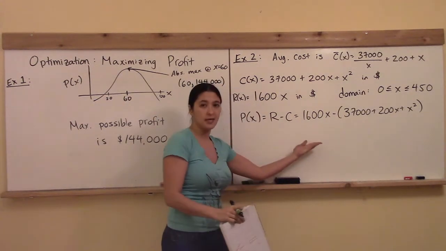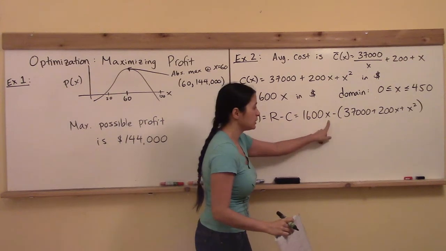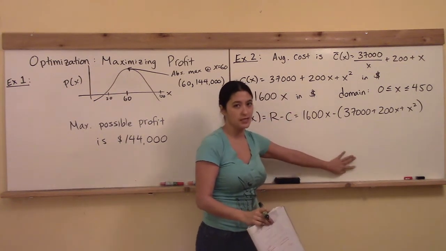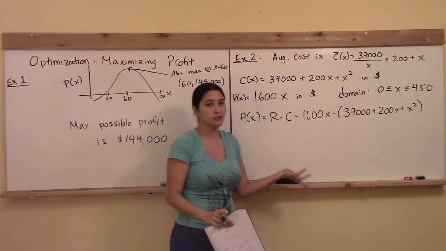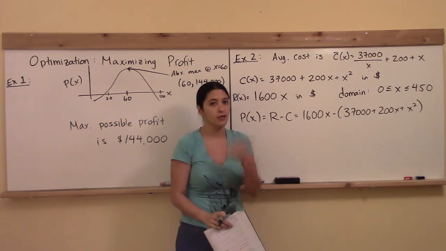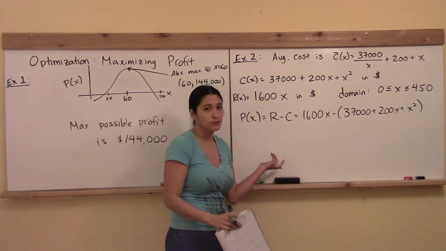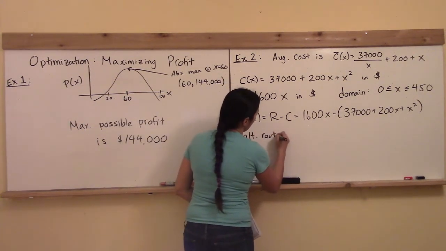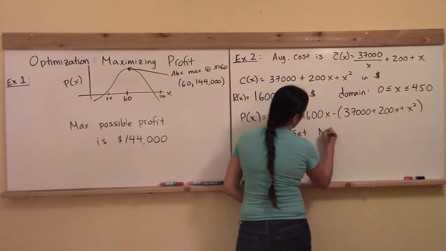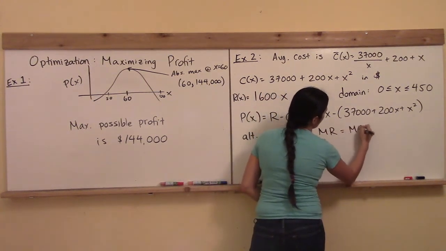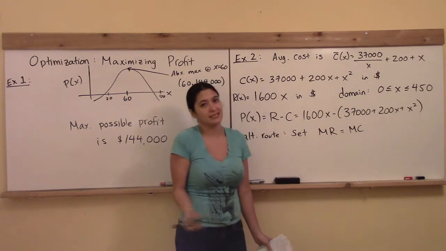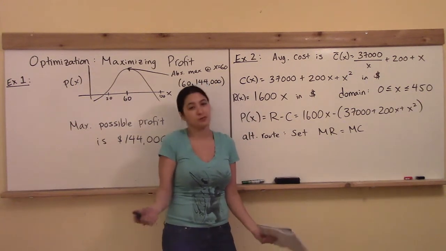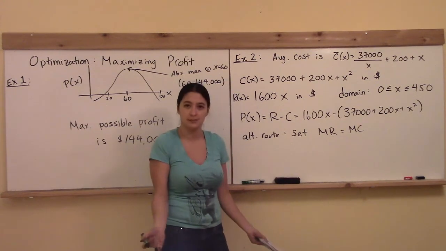Here I would want to combine the like terms of 1600X minus 200X. Take the derivative, set it equal to 0. But since we're here and we've already done that over there, I might as well show you the alternative way, which was set the marginal revenue equal to the marginal cost. Remember how we talked about that? That's the same thing as setting the marginal profit equal to 0, because marginal profit is MR minus MC.